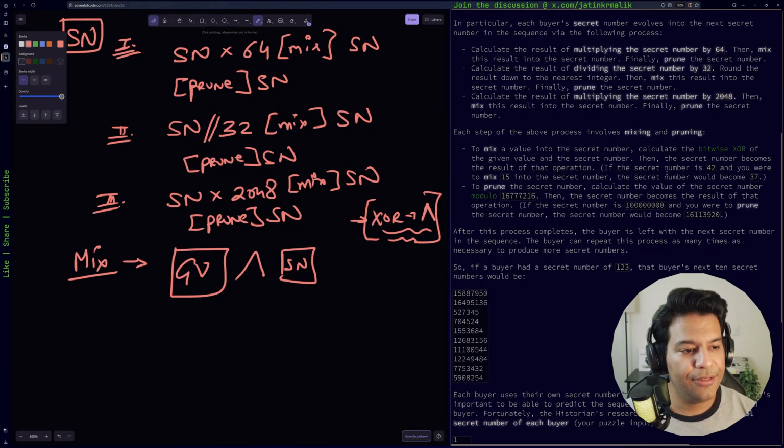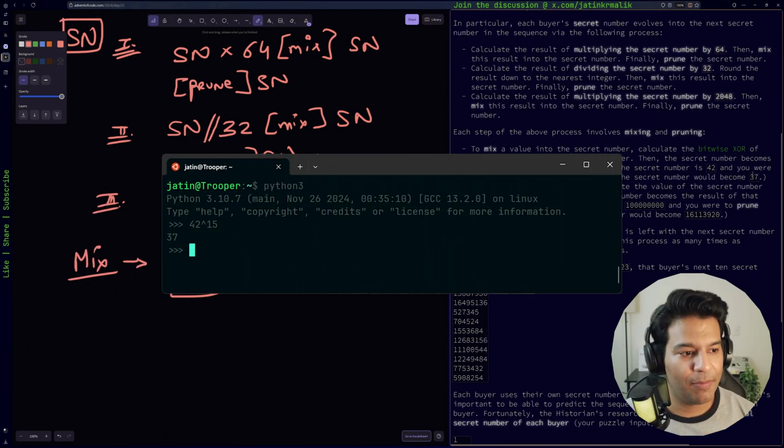I see. If the secret number is 42 and you were to mix 15 into the secret number, it would become 37. And it's exactly doing an XOR operation, I guess. So if we were to open a terminal and do 42 XOR 15, it should give us 37. I'll put a screenshot of my terminal here.